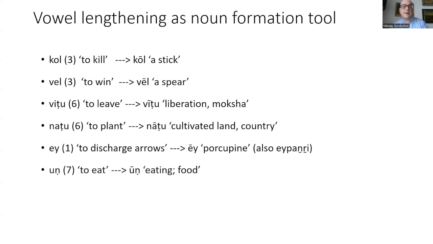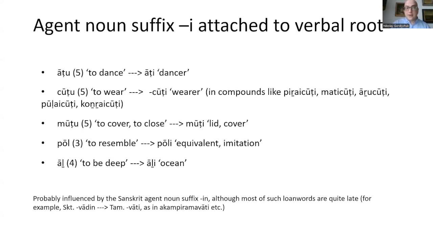So nadu is somehow cultivated land, country. Then a very rare word, but very funny, porcupine, yay, from the verbal root ye, to discharge arrows. So porcupine as an animal which can discharge arrows, basically. Un, eating food, from un, to eat. So that's one thing, vowel lengthening. Another thing is e attached to the verbal root. So it acts by itself.